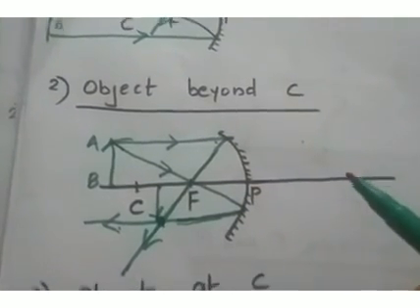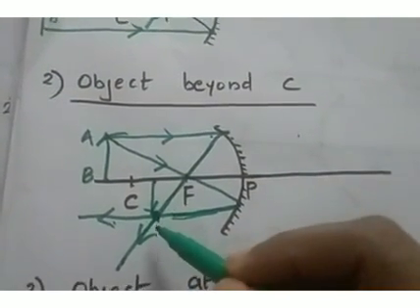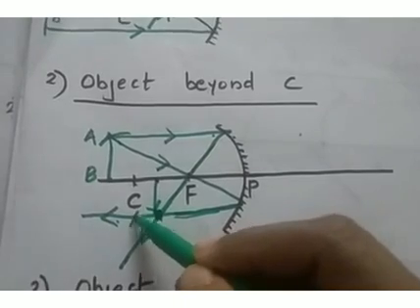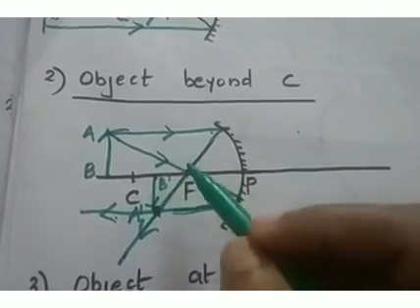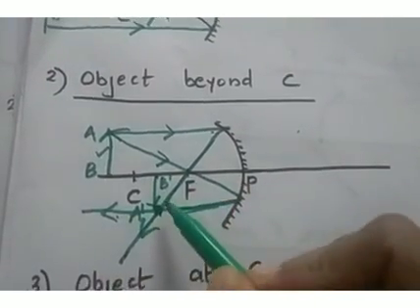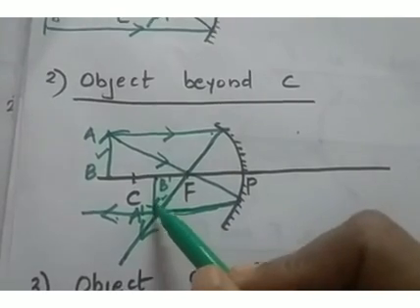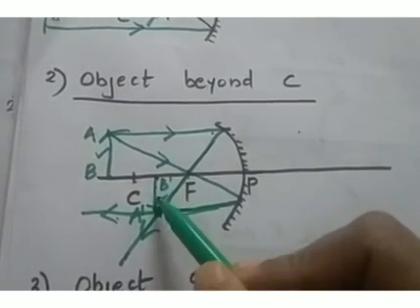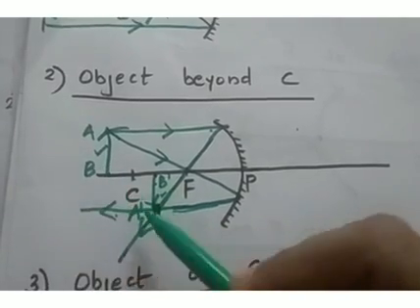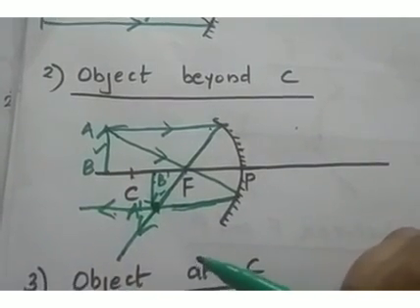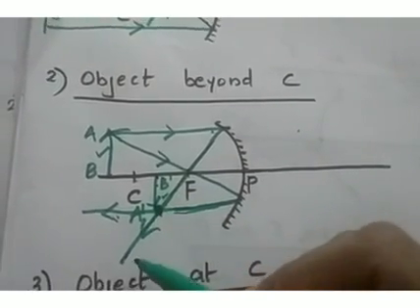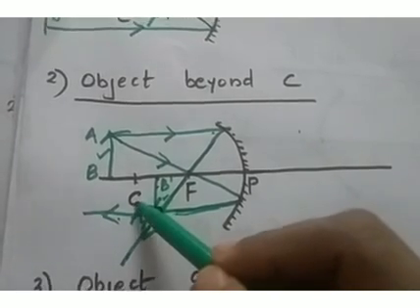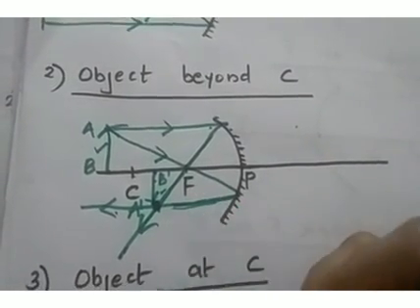An inverted image is represented like this, and the image can be represented as A dash, B dash. This is the object, this is the image. Since it is real, it must be represented like this, inverted with respect to the object. Okay, so what is the position of the image here? Image is formed between center of curvature and focus.